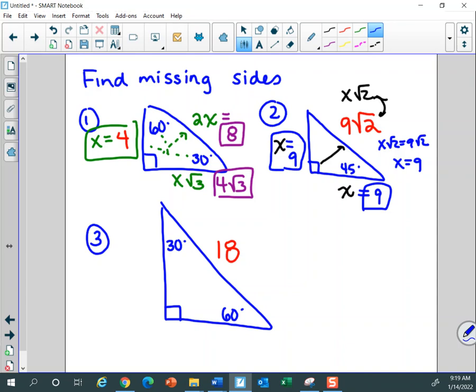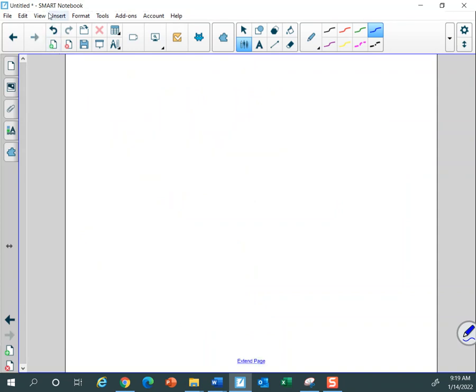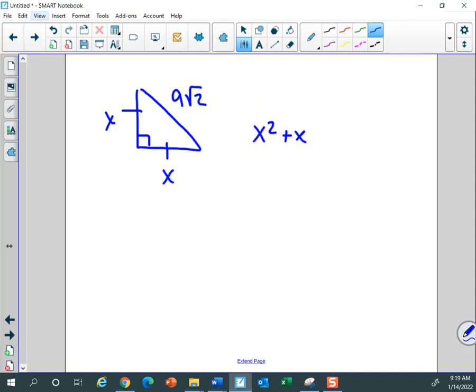You can actually do that one with the Pythagorean theorem. You don't have to know the shortcut. Eventually you'll get that the sides are 9. Let me just show this for a second. If you had this, and you know that these two things are the same, you could do x squared plus x squared equals 9 square root of 2, all squared.